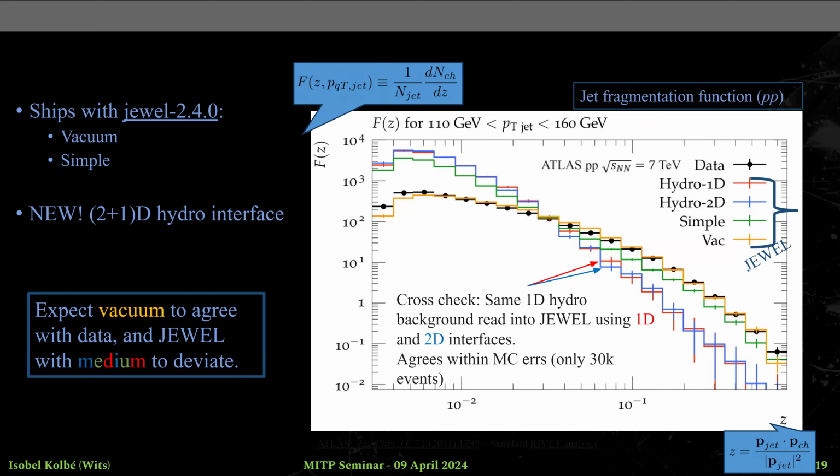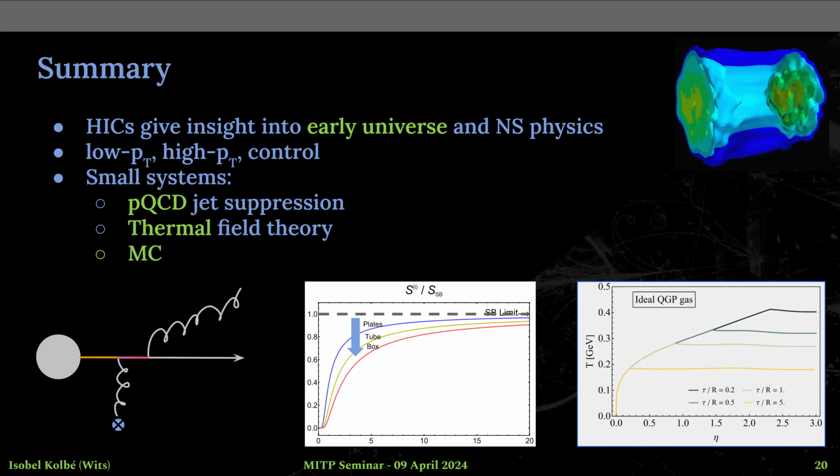Okay, so in summary, I tried to argue that heavy ion collisions give you some insight into early universe and neutron star physics. I hope you were unconvinced by that argument. We have not really been able to make that connection explicit, but it is interesting physics just because it is physics of material that doesn't really exist anywhere else in the universe. I tried to explain to you that most of what happens in this field is divided into hard probe physics and soft probe physics, but that the question of the control experiments has become a very, very interesting one.